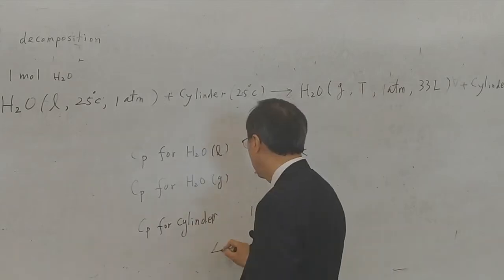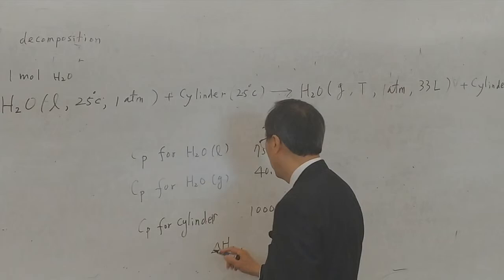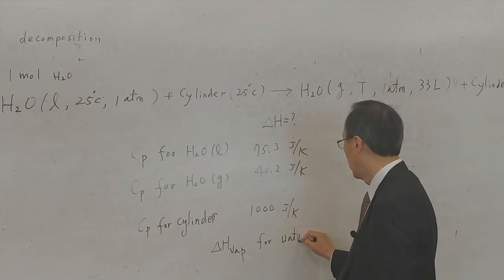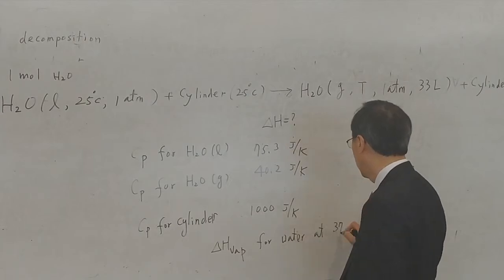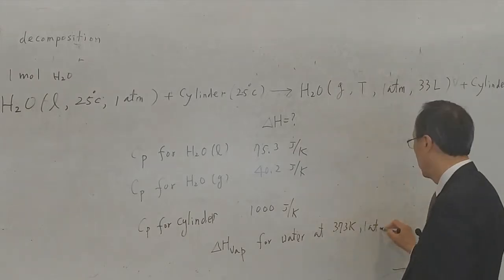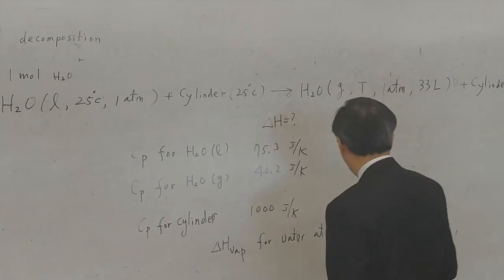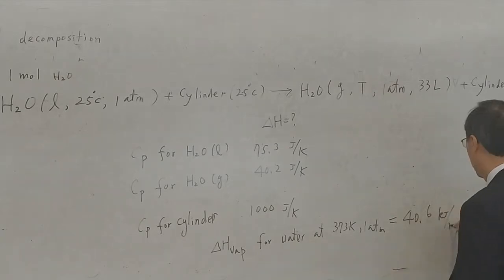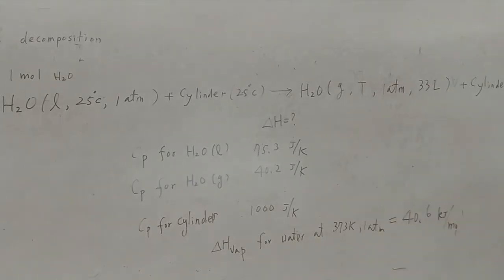And delta H vaporization, the enthalpy of vaporization for water at 373 K, 100 degrees, 1 atmosphere, equals 40.6 kilojoules per mole. So this value is given. Why don't you calculate the enthalpy of reaction delta H for this reaction? How can you calculate it?